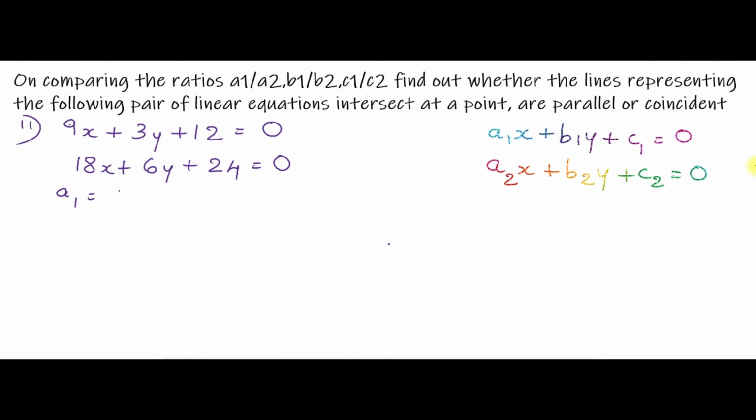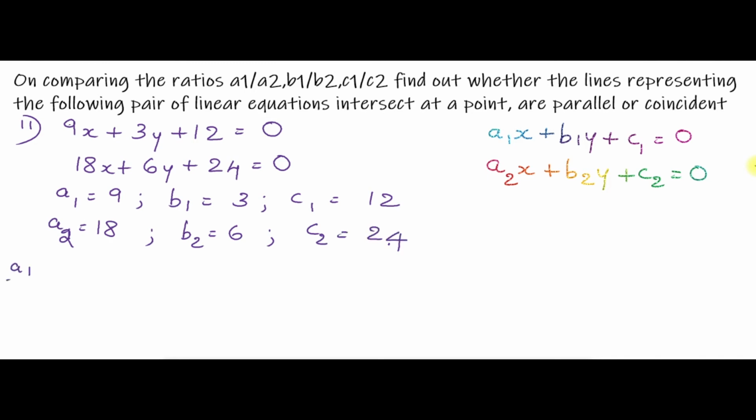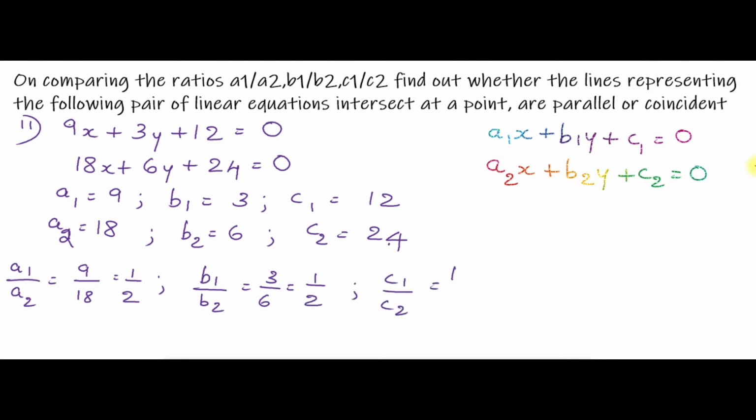From the first equation, A1 equal to 9, B1 equal to 3 and C1 equal to 12. From the second equation, A2 is equal to 18, B2 is equal to 6 and C2 is equal to 24. Now you have to compare. A1 by A2 is equal to 9 by 18, which is equal to 1 by 2. B1 by B2 is equal to 3 by 6, which is also equal to 1 by 2, and C1 by C2 is equal to 12 by 24, which is also equal to 1 by 2.